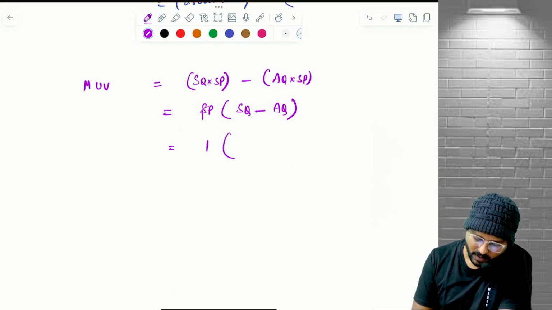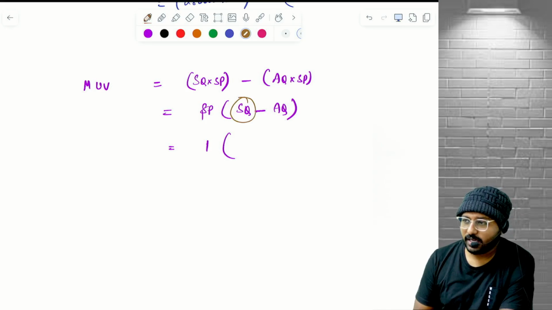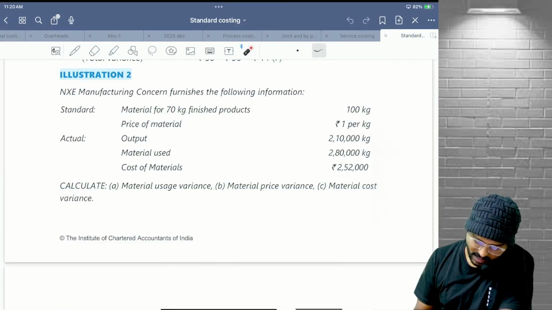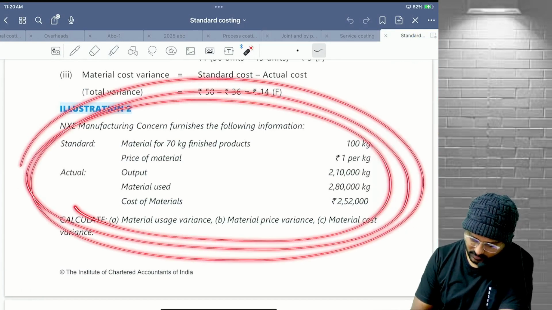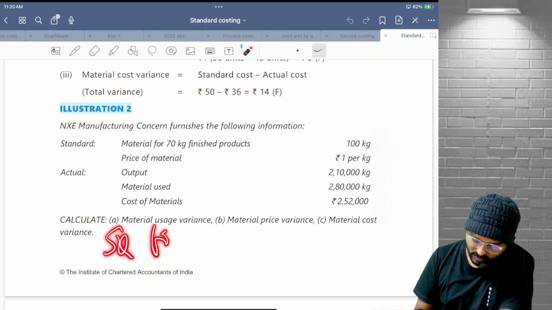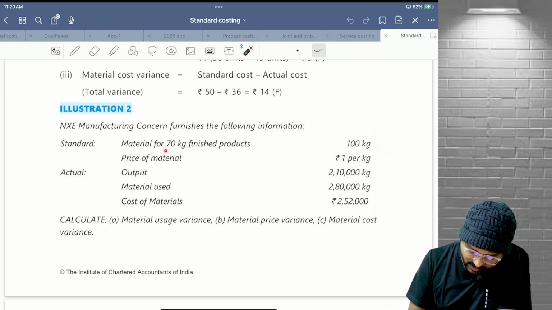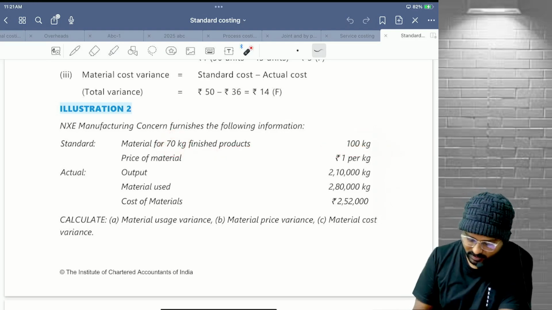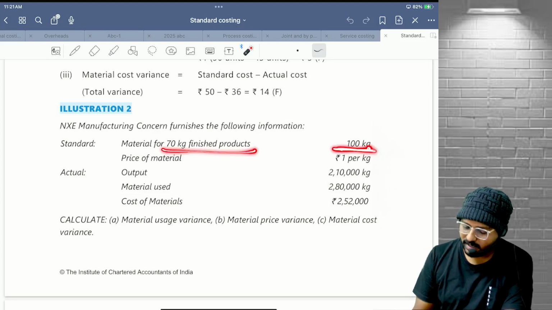So many times I told you. What is the concept of SQ? Standard quantity of raw material required for actual output. Do I have it in the question? Do I have it in the question or do I need to calculate? You don't have it in the question because only two standard pieces of information are given. I don't know what is the standard quantity for actual output, correct? But what I do know is for 70 kg of output, you should be consuming how much? 100 kg of raw material. This is output. This is input. For 70 kg of output, you should be consuming 100 kg.